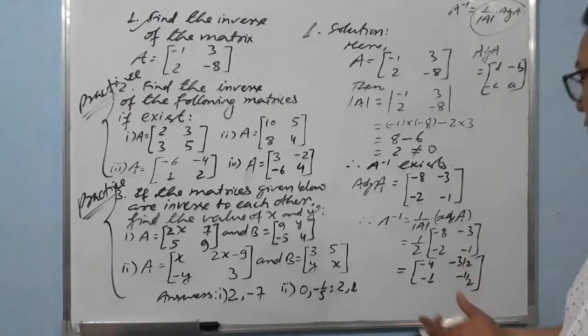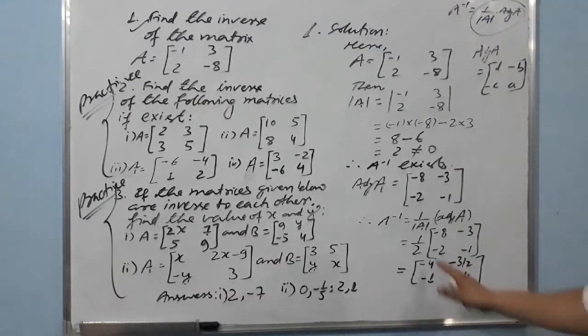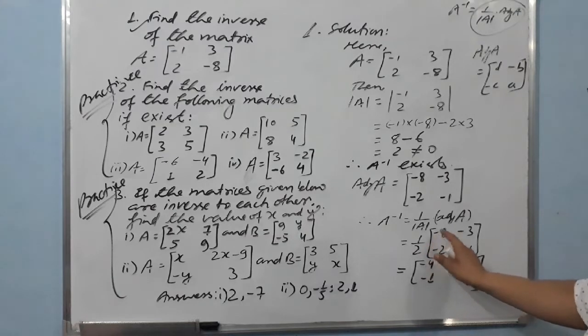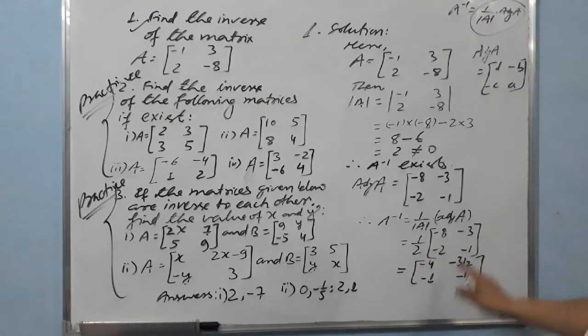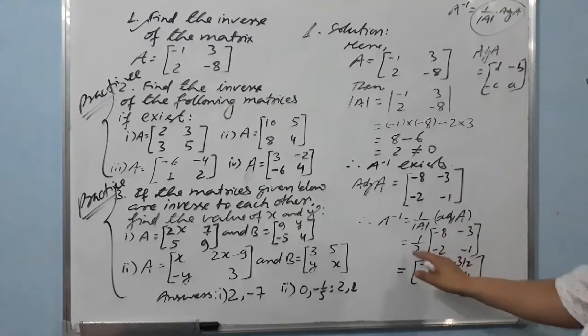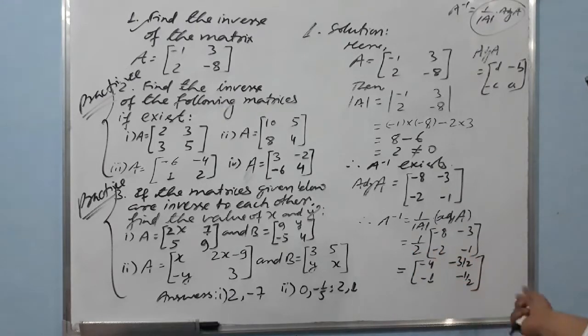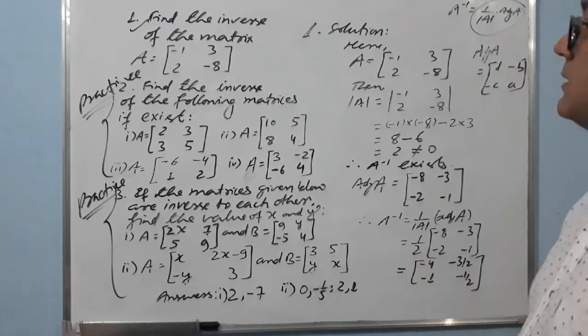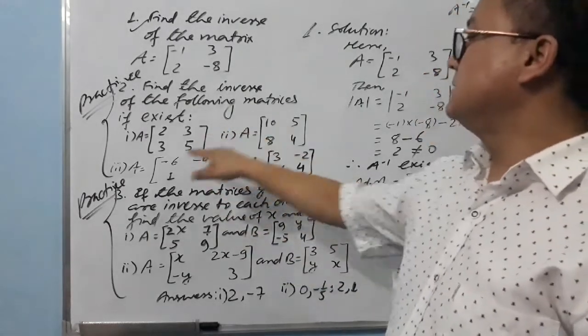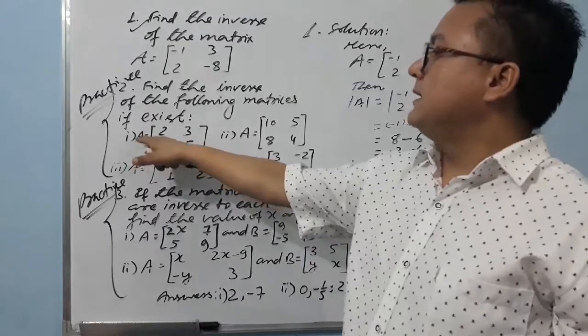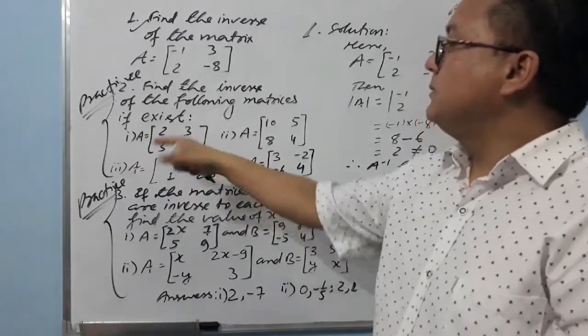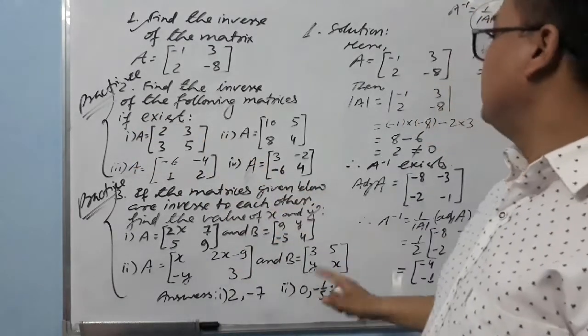Is that clear to everybody? So here one more step is just to multiply. This way we can find the inverse. Similarly, you can find the inverse of other matrices: if it is X, then X inverse; if Y, then Y inverse; B inverse. The same method you have to use.